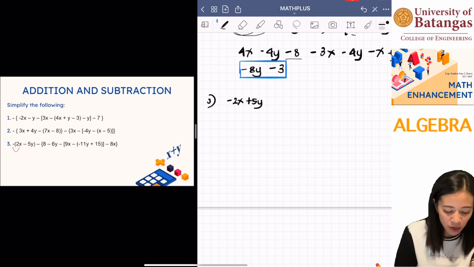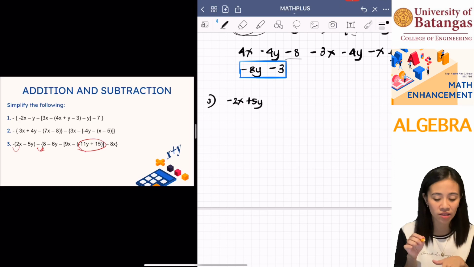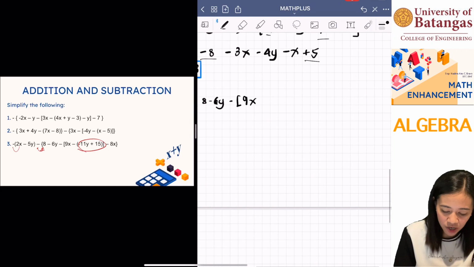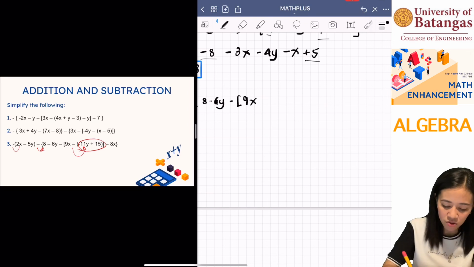Okay, meron akong negative sign here. Tapos, ang kaharap niya is braces. And inside those braces, meron pa akong parentheses. So, I'll start with that. Ibig sabihin, kokopyahin ko muna yung braces ko. Minus brace of 8, minus 6y, minus brackets of 9x. Tapos dito ako mag-start mag-remove ng grouping symbol. So I have a negative sign here or minus. Didistribute ko to doon sa negative 11y ko. So that's positive 11y.